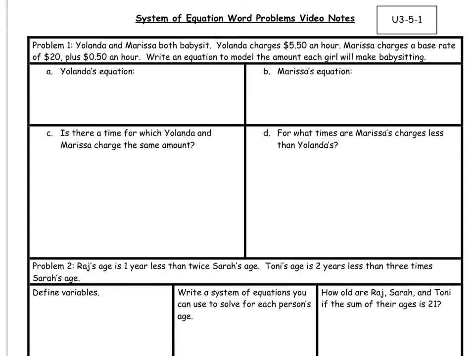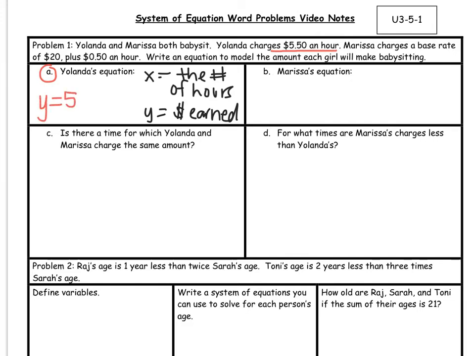So to define our variables, we're going to let x equal the number of hours that they're babysitting, and then y is going to equal the money that has been earned. And this is for both Yolanda and Marissa. So let's take a look at Yolanda's equation first. She charges $5.50 an hour. So the money she earns depends on her charging $5.50 per hour that she works.